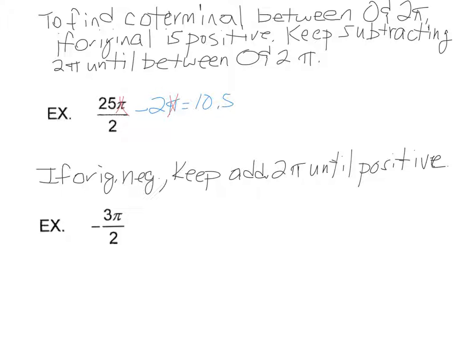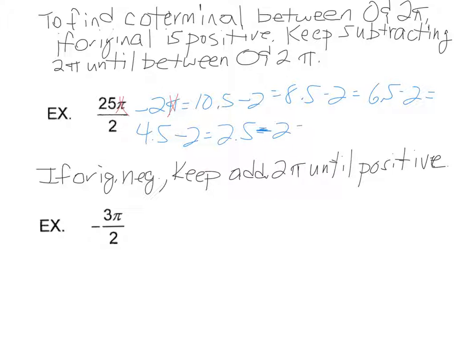I get 10.5. Subtract 2 again. 8.5. 2 again. 6.5. Again. 4.5, then 2.5, and then finally I'm at 0.5. That's between 0 and 2. You want it to be in between 0 and 2. And then you want it to be a fraction. So 0.5 is a half. And you want to put the pi back on now. So it would be pi over 2.